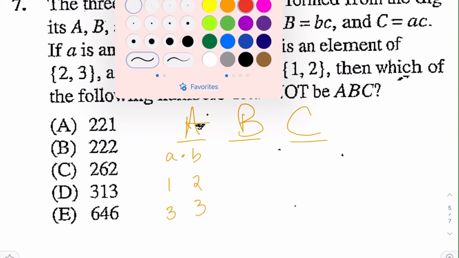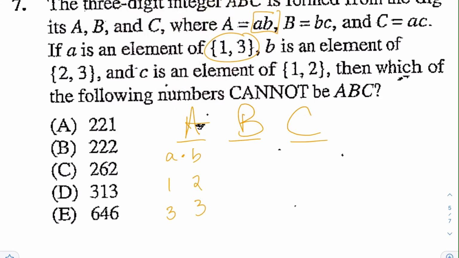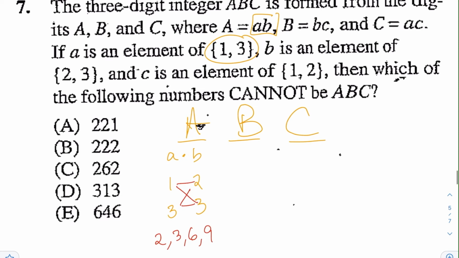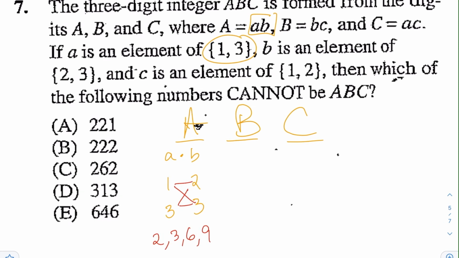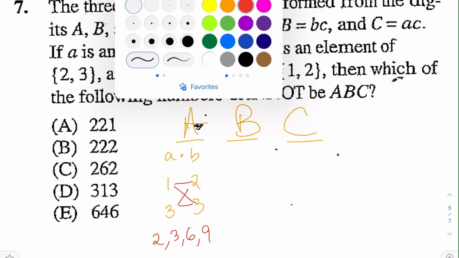So you have a couple of choices here for capital A, the hundreds place. It could be 1 times 2, 1 times 3, 3 times 2, or 3 times 3. So the 4 possibilities are 2, 3, 6, or 9. You see all of them in the hundreds place, so that's not helpful.